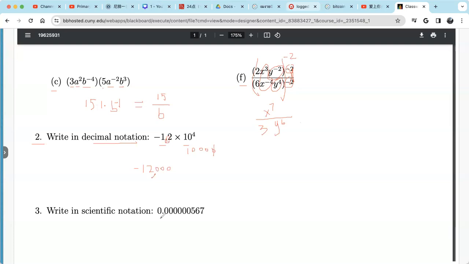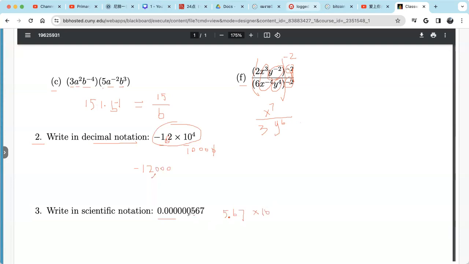3, we want to write this into scientific notation. Scientific notation is made up by 2 numbers, right? The first number can be positive or can be negative, but the number itself has to be bigger than 1, less than 10. So we would pick 5.67. So this is a point here, right? Because this number is in between 1 and 10. Then multiply by 10 raised by, we have the count.